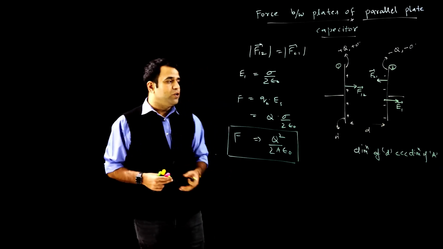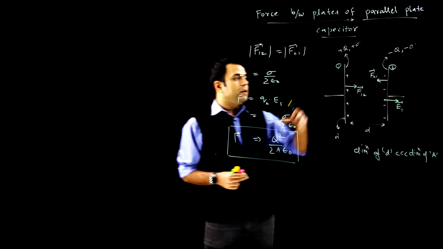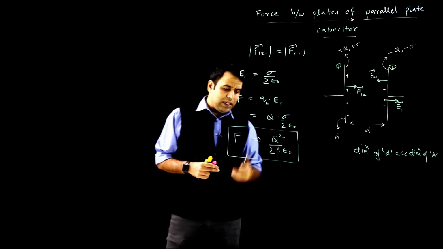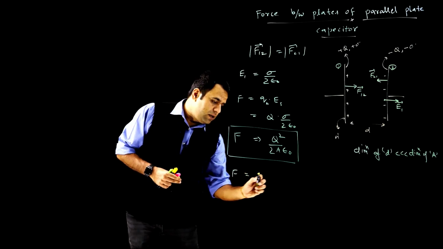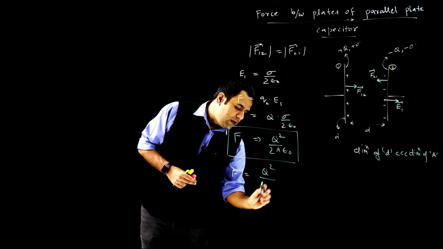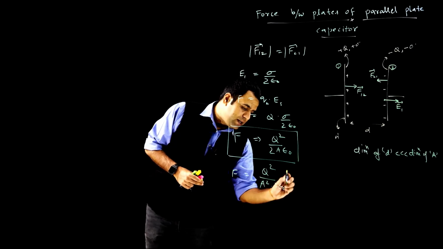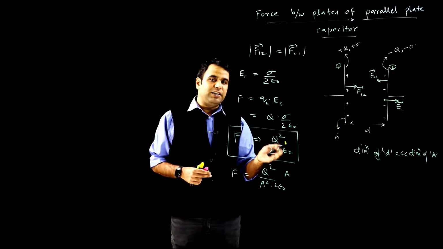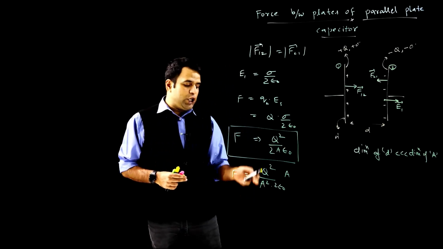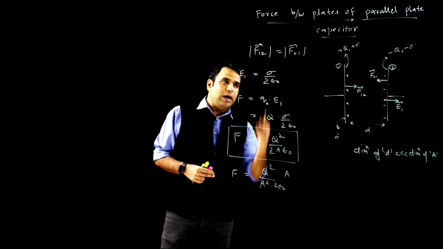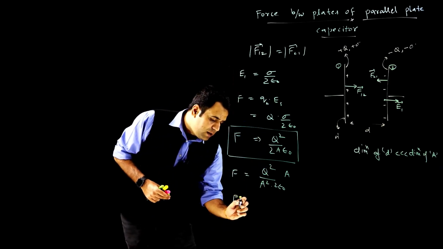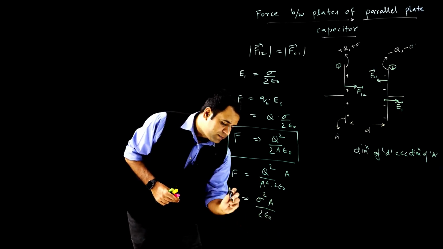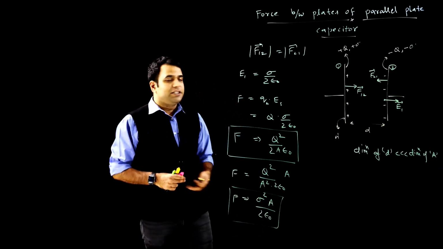So this is the force which is applied onto the plate by the other plate. Each and every plate will experience this force. Now we can rearrange this formula by multiplying and dividing the whole equation by A. So I multiply this equation with A and divide with A, so it becomes A square, and Q upon A the whole square will be sigma. So this whole formula can be written as sigma square A upon 2 epsilon naught. This is also a formula, but in terms of charge density.